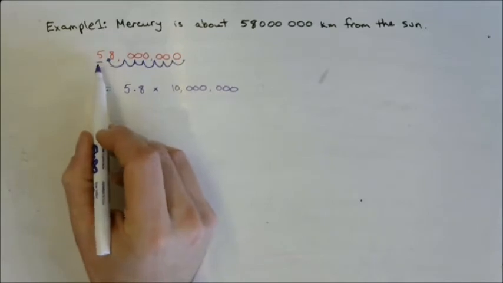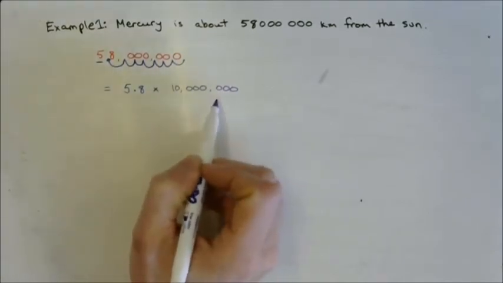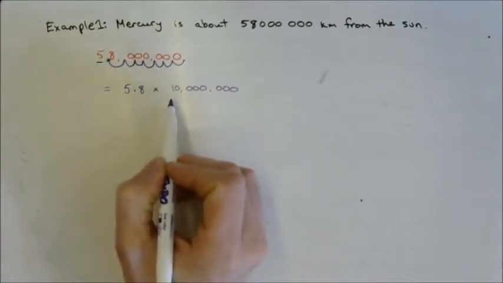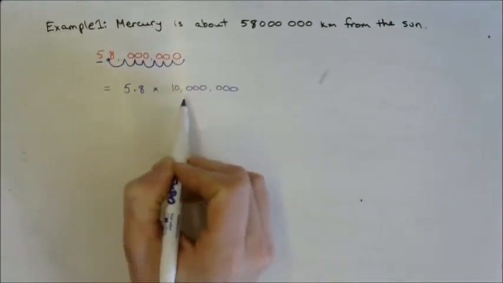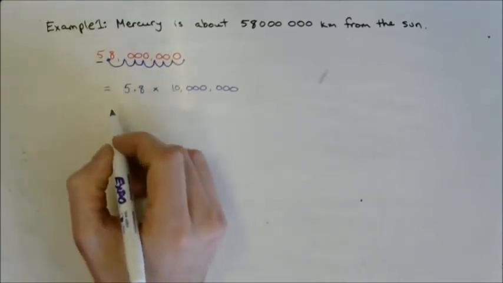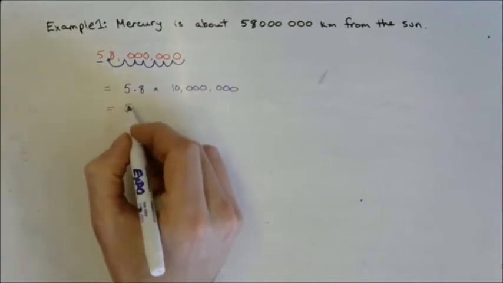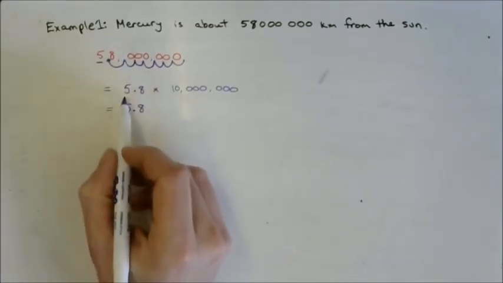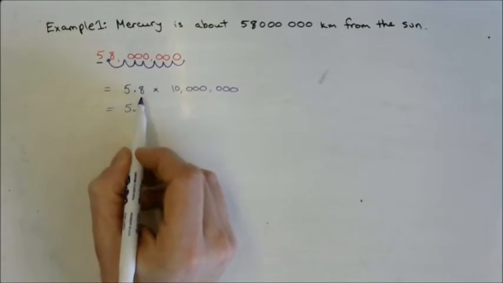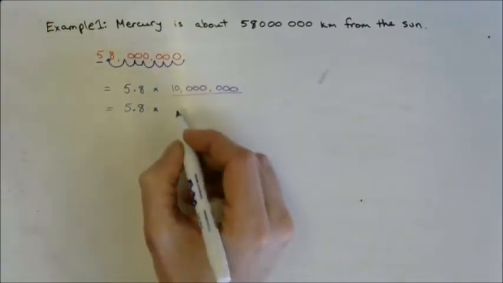Right, we have 58 million, which is the same as 5.8 times 10 million. 5 times 10 million will get us 50 million, and 0.8 times 10 million will get us the rest of these 8 million. And then to bump that into scientific notation, we use our one digit outside the decimal place, 5.8 times, and then we express this big number as a power of 10.